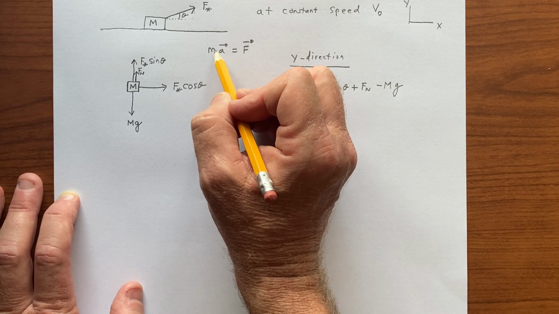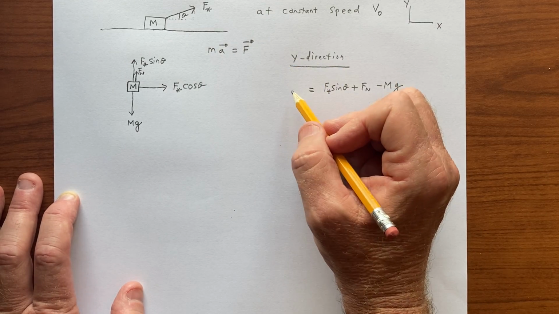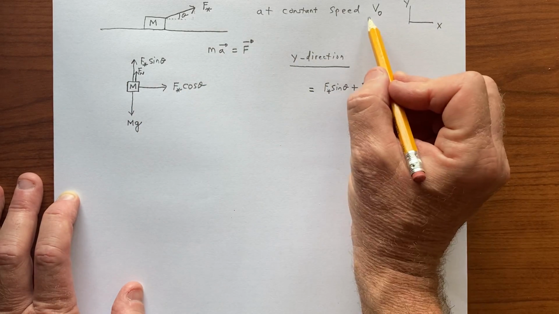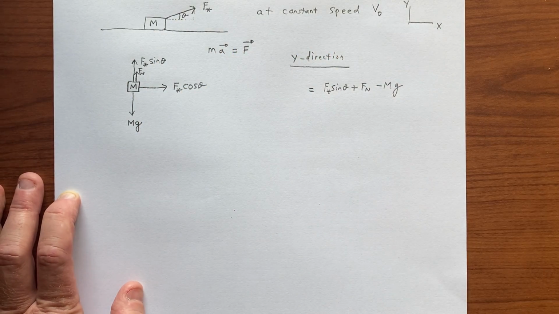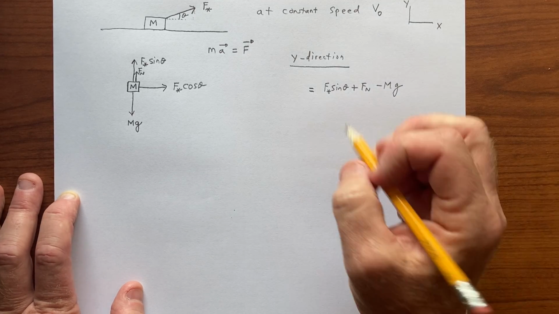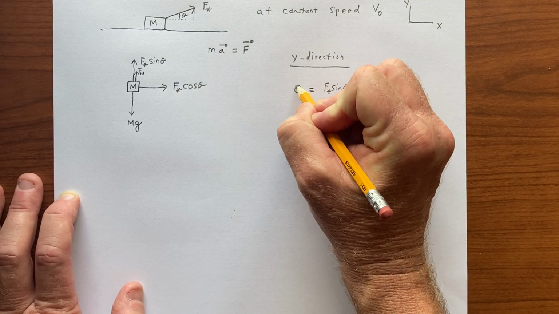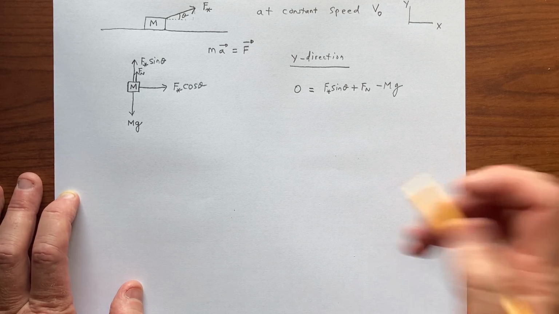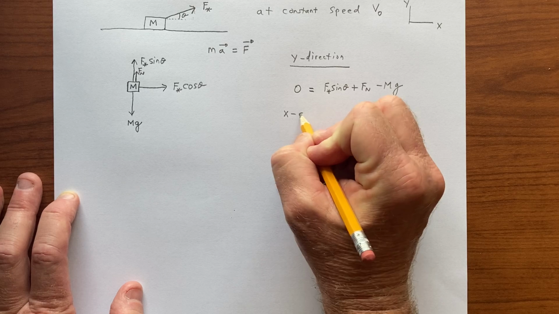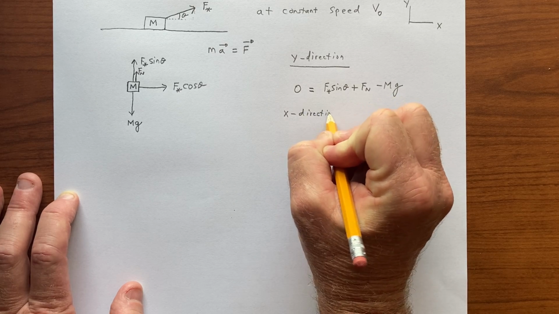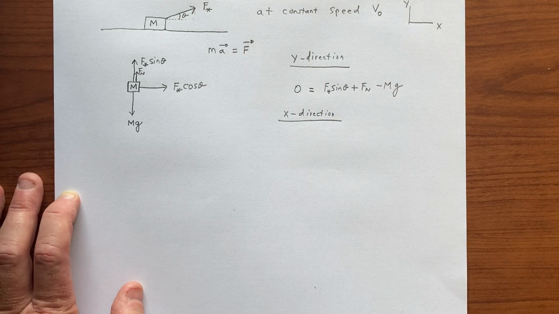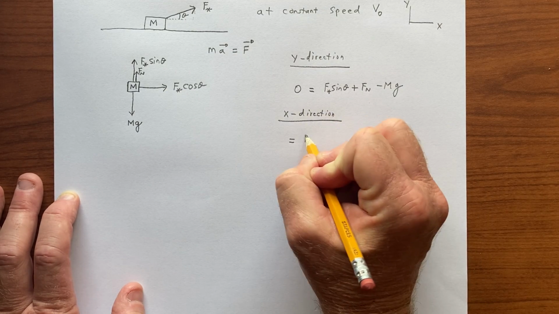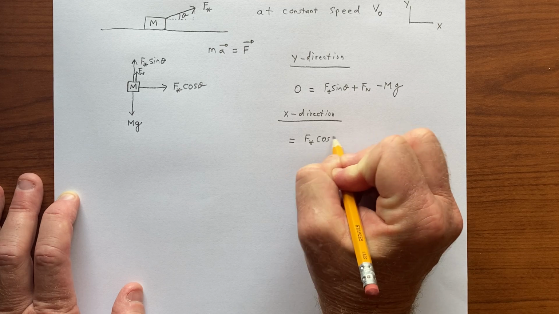Do we know the mass? Yes, so there would be a mass term there. Do we know the acceleration in the vertical direction? Well, the object is moving at constant speed in the horizontal direction, so that means there is no vertical acceleration, so this must be 0 in this case. So that's our vertical component, or y direction. The x direction, what does that say? Well, all we have is one force, so the right-hand side is straightforward. It's F star cosine of theta.